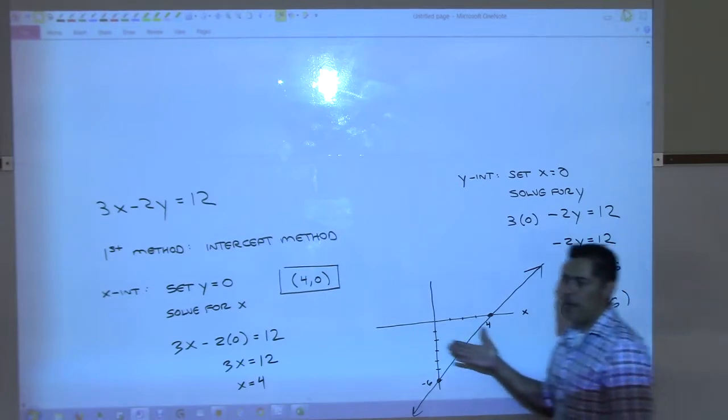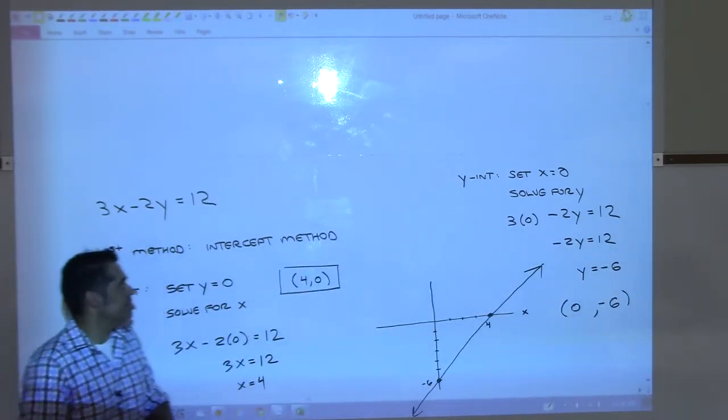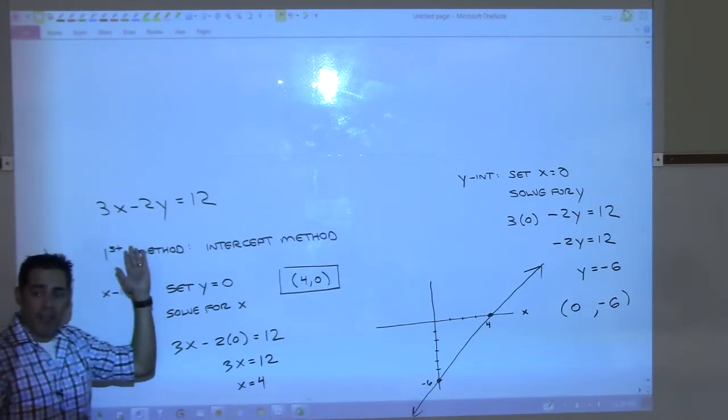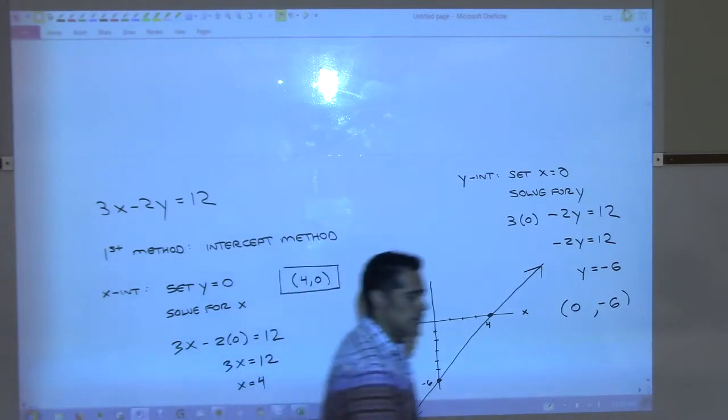That is the first method for graphing lines. And all it is, is replace one of them with 0, solve for the other one, then do it the other way around. Once you have that, you're good. Questions on that?